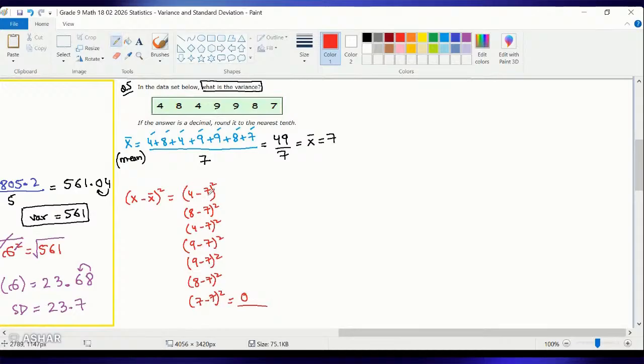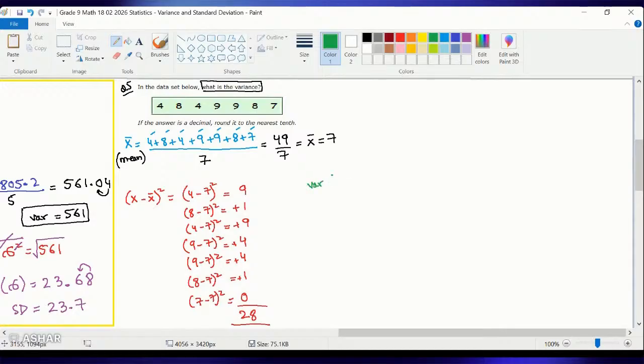4 minus 7 is minus 3. Minus 3 squared is 9. 8 minus 7 is 1. 1 squared is 1. 4 minus 7 was minus 3, squared is 9. 9 minus 7 is 2, squared is 4. Again squared is 4. 8 minus 7 was 1. 1 squared is 1. When we add the numbers, 9 plus 1 is 10. 10 plus 9 is 19, 23, 24, and 28. Okay.